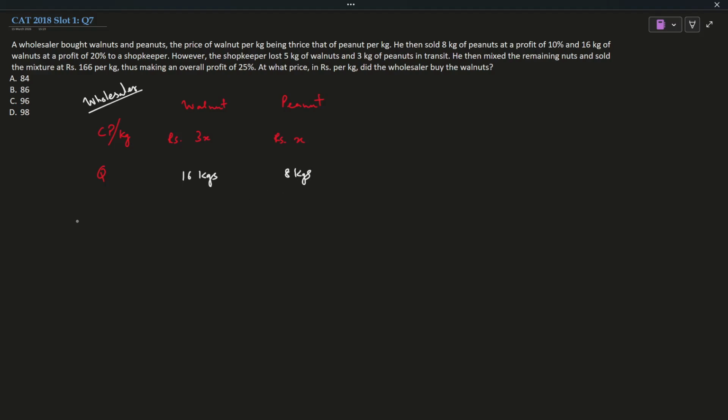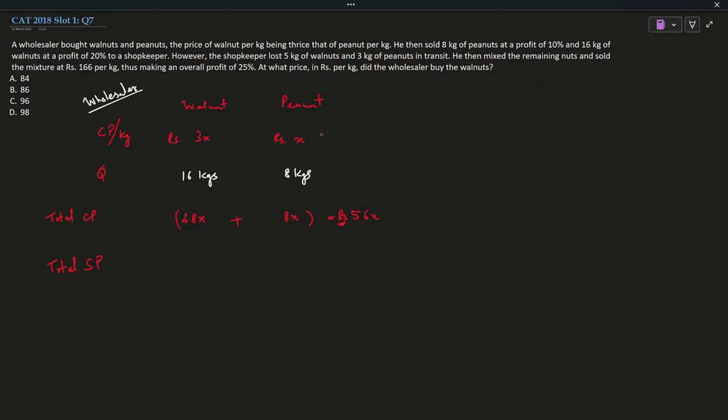So what is the total cost price the wholesaler has incurred? It is 48x plus 8x, right? This is basically 56x rupees. 56x is the total cost price. And what is the total selling price for the wholesaler, guys?